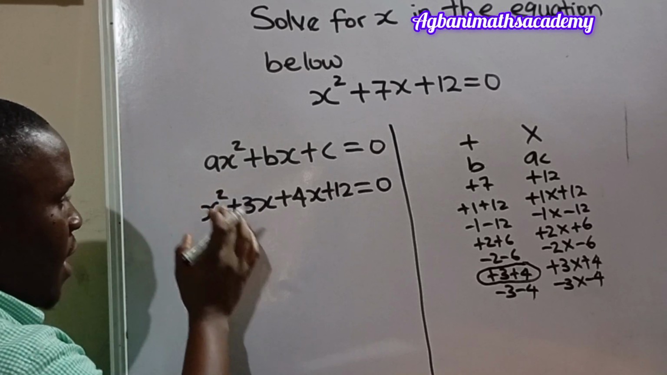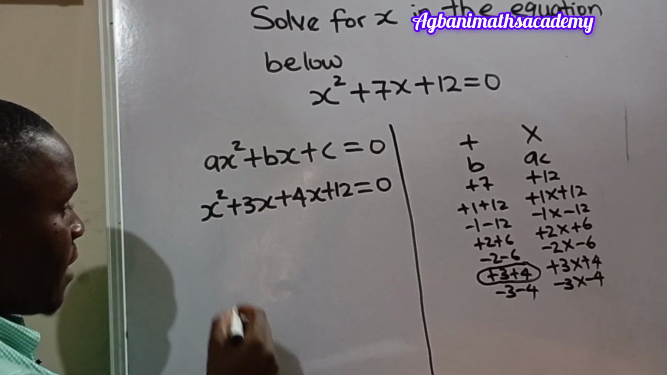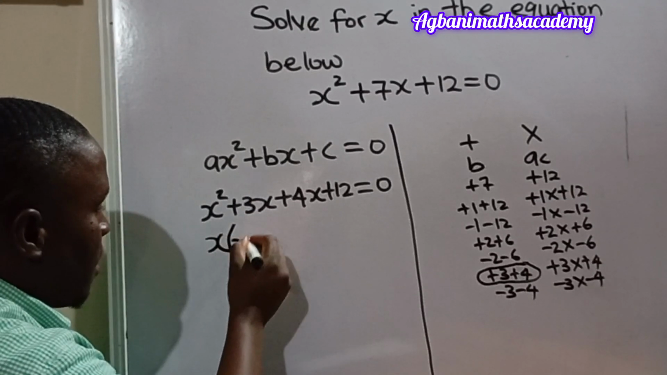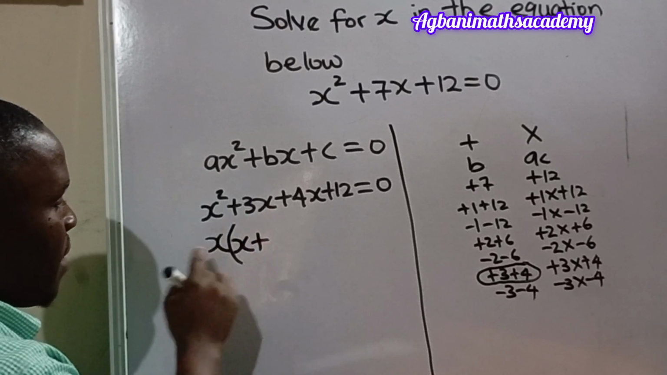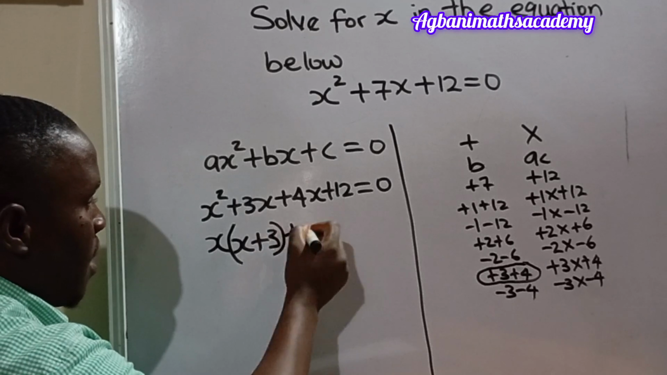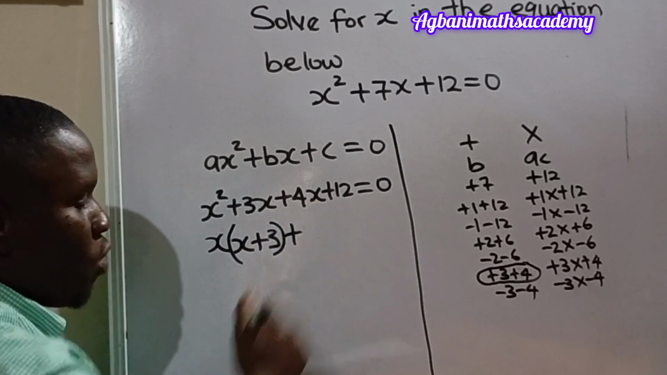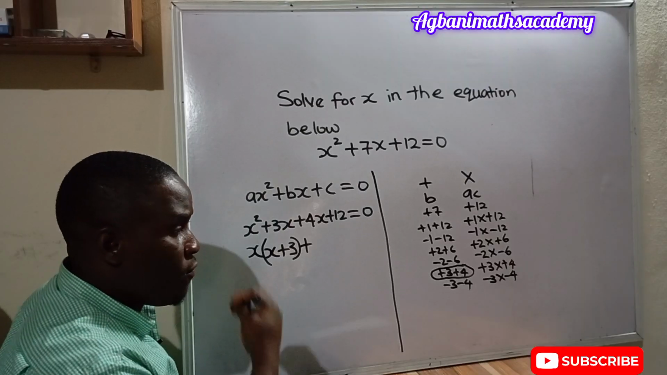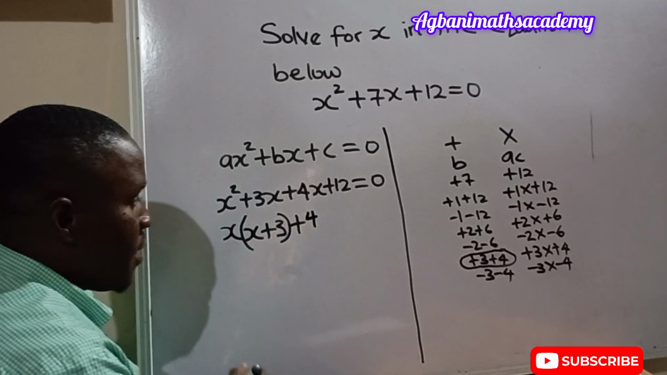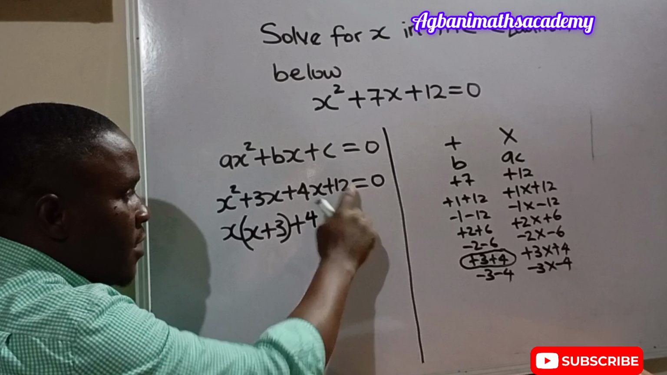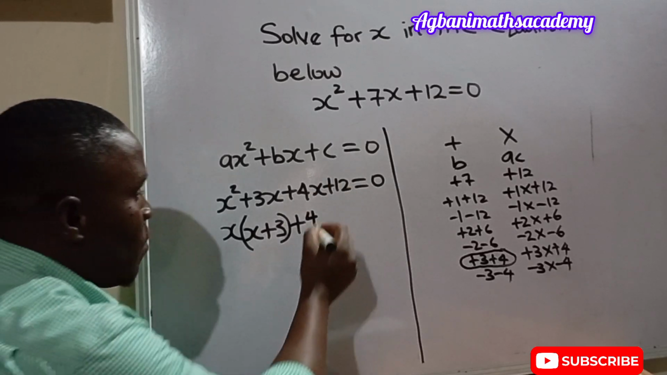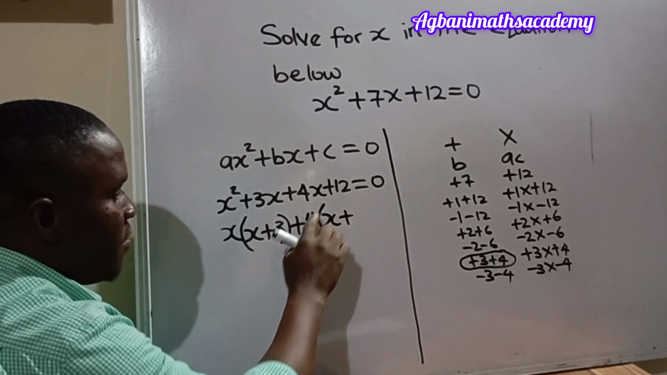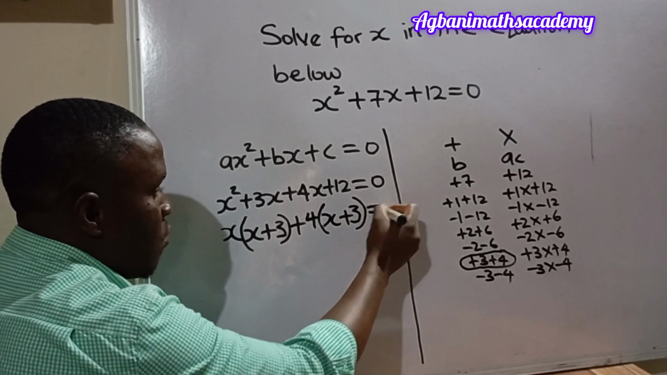What is common between x squared and plus 3x? What is common is x. So bring it outside the bracket and open a bracket. X squared divided by x gives us x, plus 3x divided by x gives us 3. We bring our plus sign down. Between 4x and 12, what is common? Looking at the number 4 and the number 12, the highest number that can divide both 4 and 12 is 4. So we'll bring it outside the bracket. What about the alphabet? There is x here, there is no x here. So the x is not common. So we can open the second bracket. 4x divided by 4 gives us x, plus 12 divided by 4 gives us 3, is equal to 0.